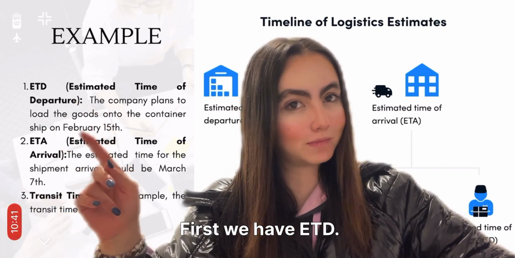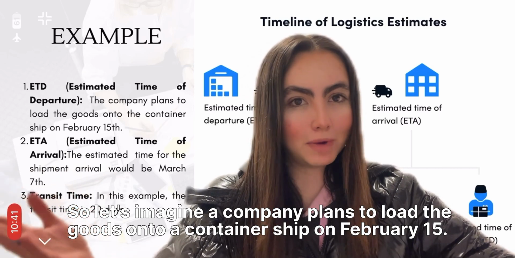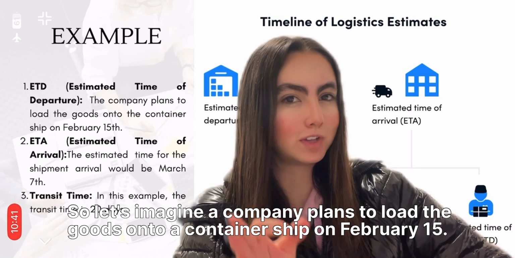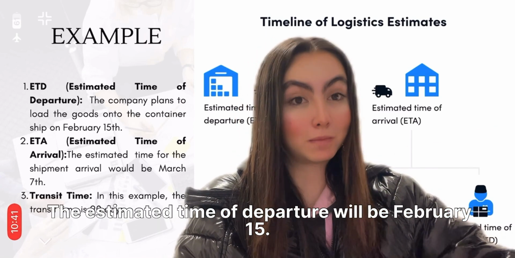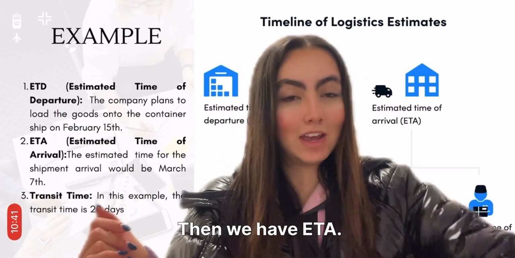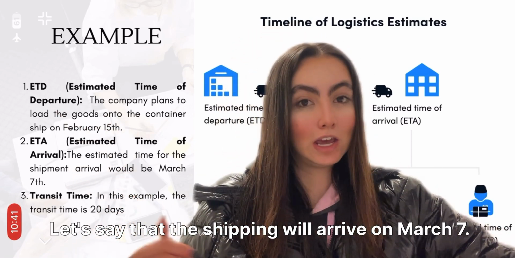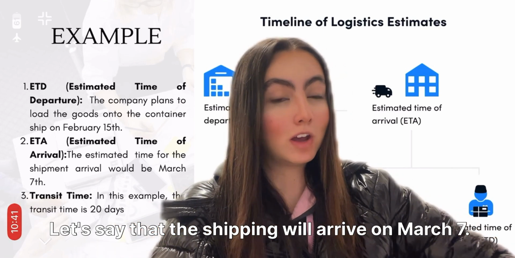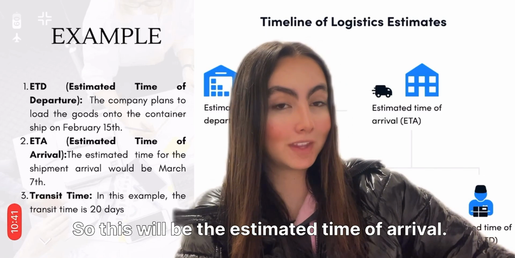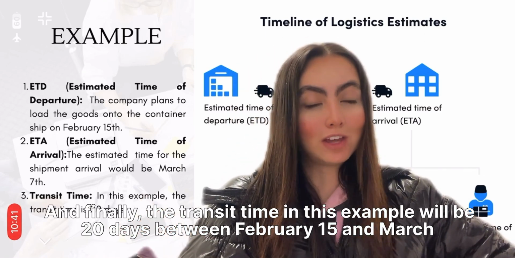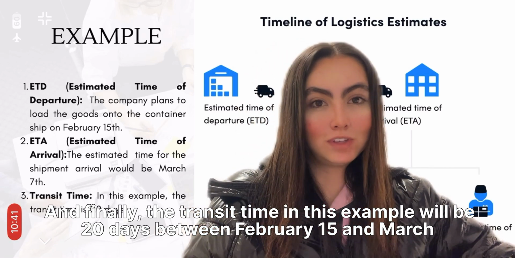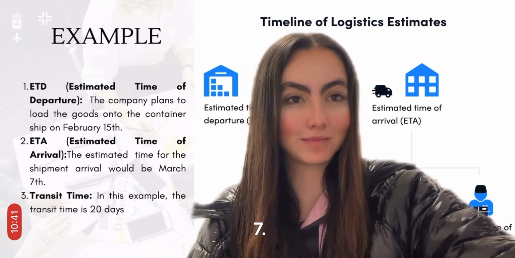First we have ETD. So let's imagine a company plans to load the goods onto a container ship on February 15. The estimated time of departure will be February 15. Then we have ETA. Let's say that the shipping will arrive on March 7. So this will be the estimated time of arrival. And finally, the transit time in this example will be 20 days between February 15 and March 7.